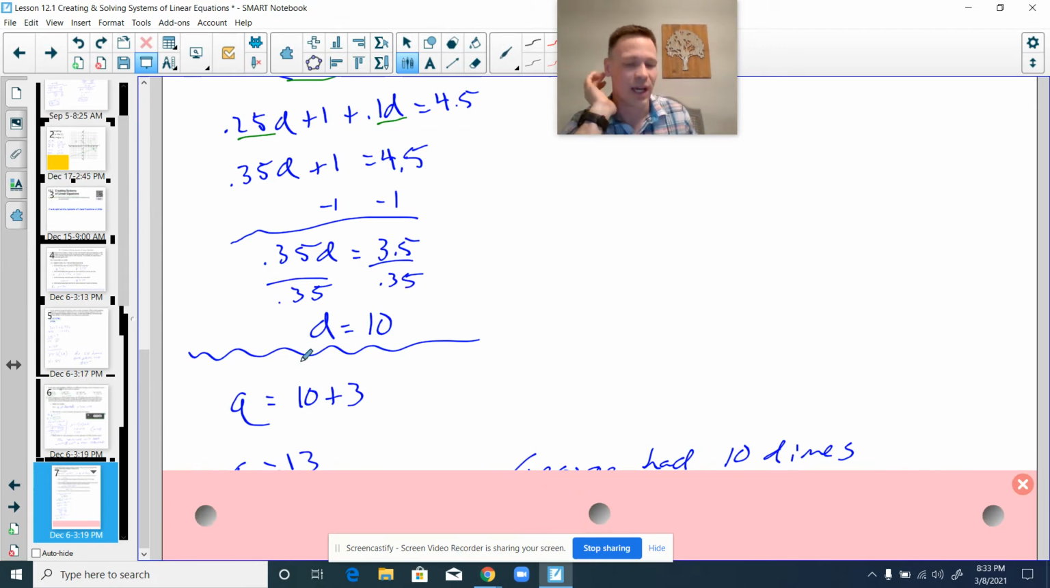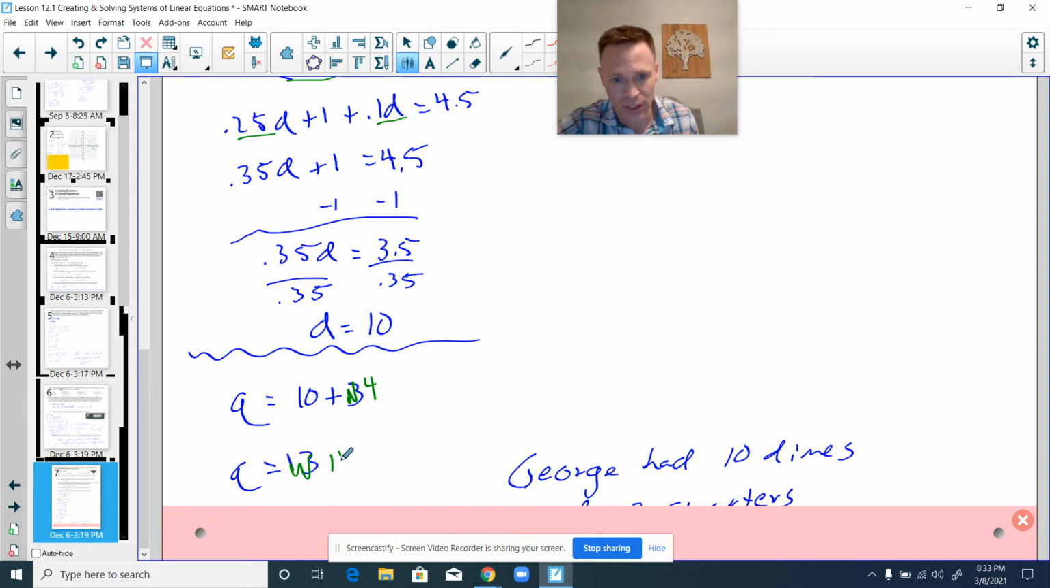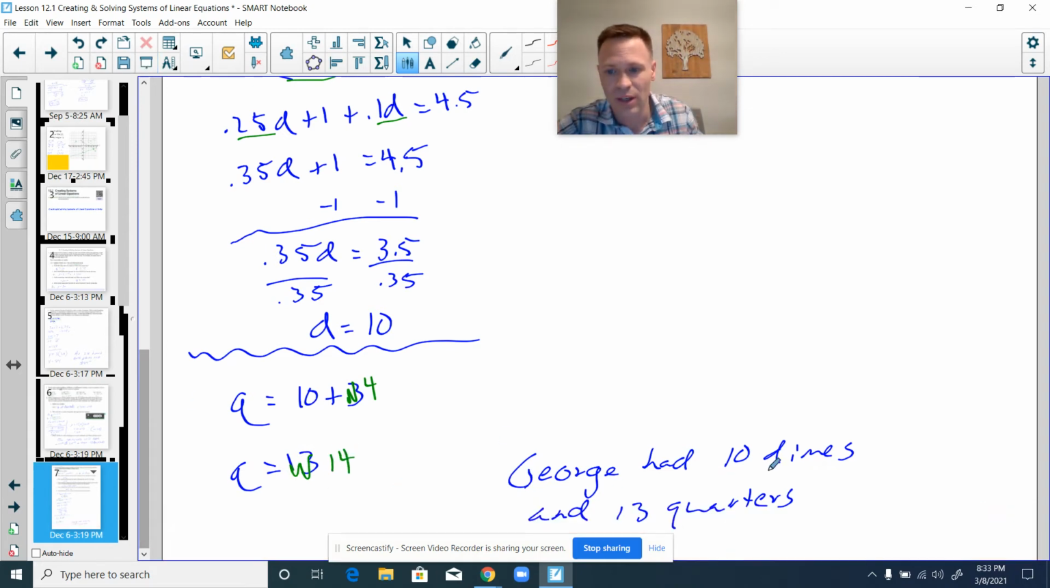So here's the deal. I wrote 3. It should have been 4. Oh, well. So it's the number of dimes plus 4, which is what the equation was, right? So 10 plus 4 is not 13, it's 14. So we can say that George has 10 dimes and 14 quarters in his pocket.